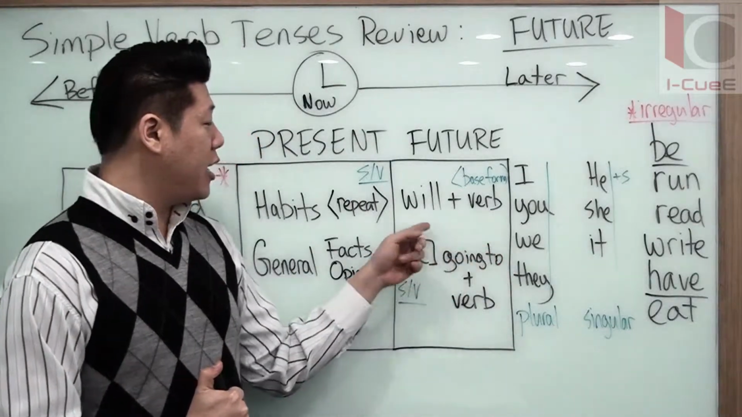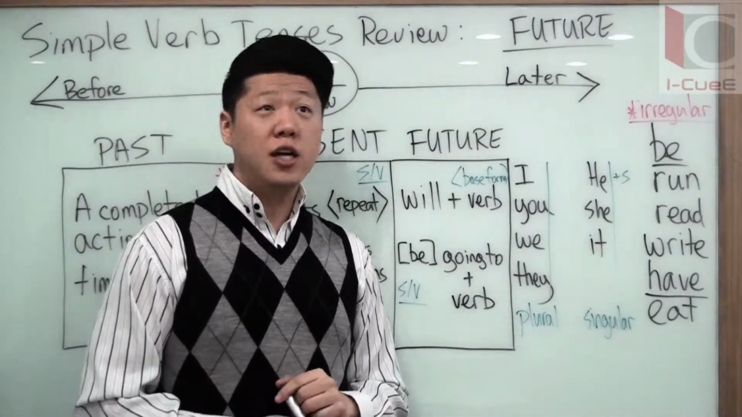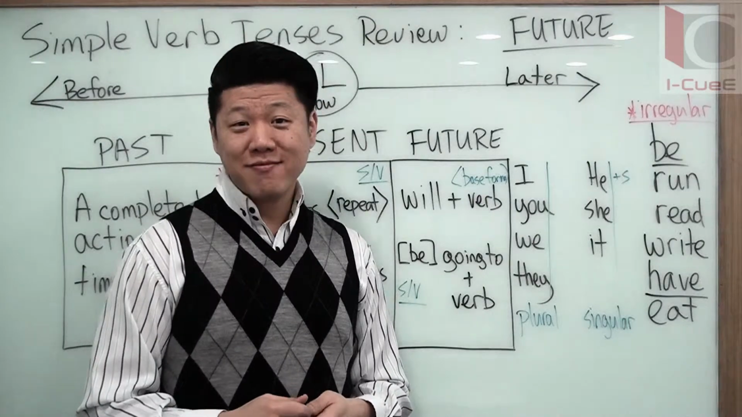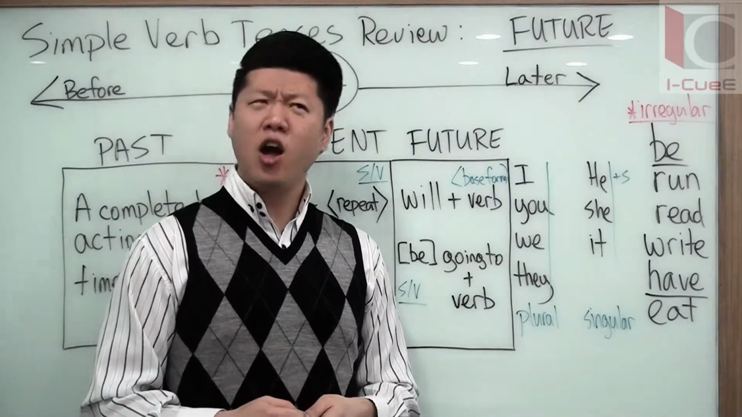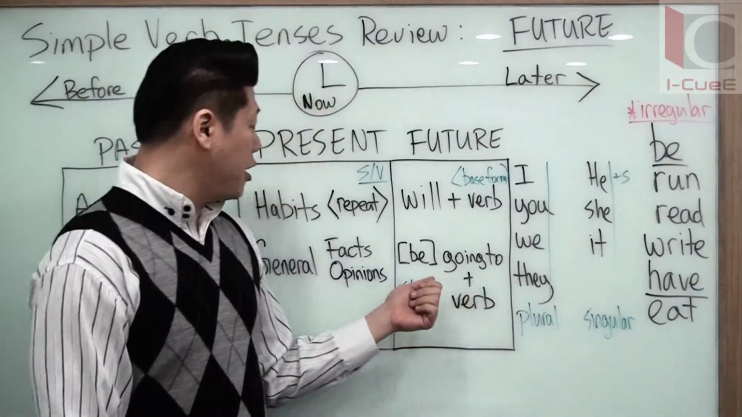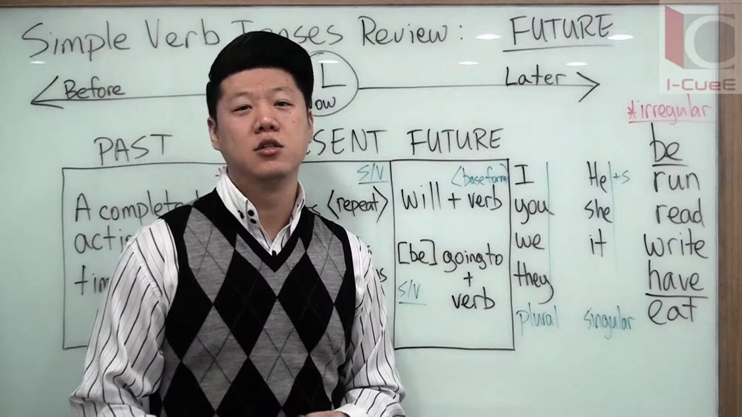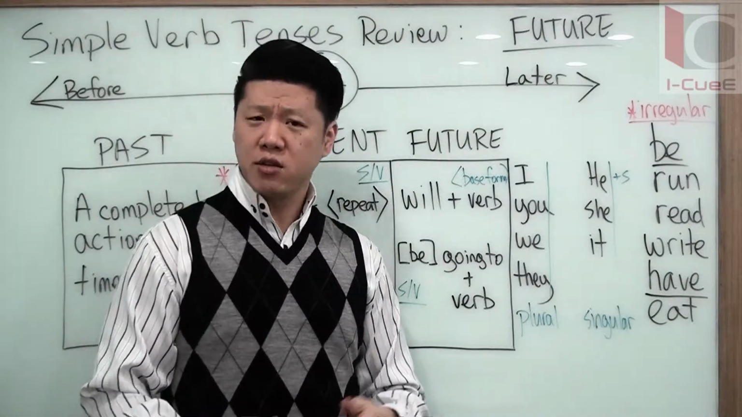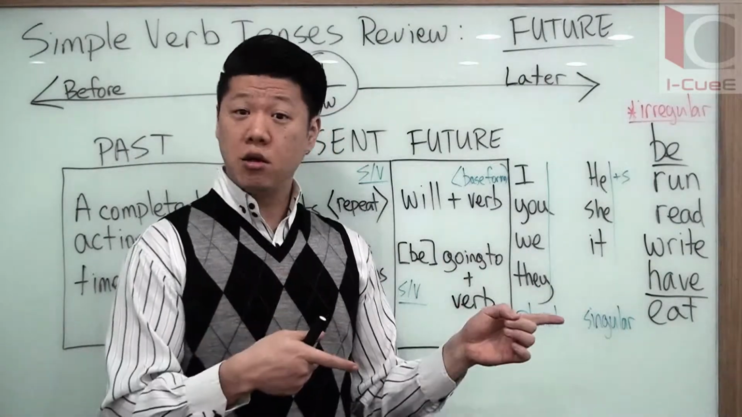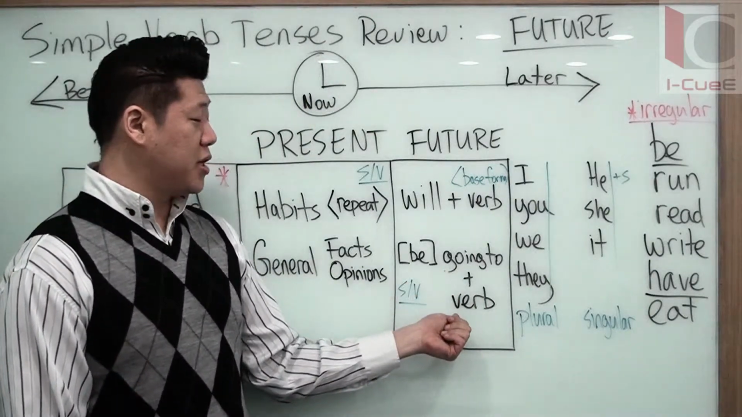So if I say, I will eat lunch after the grammar video. Okay, not now, later, right? Same thing with, we will go to Latte World for my birthday. Yeah, not now, not today, later. What about the second pattern? Be going to plus the verb.